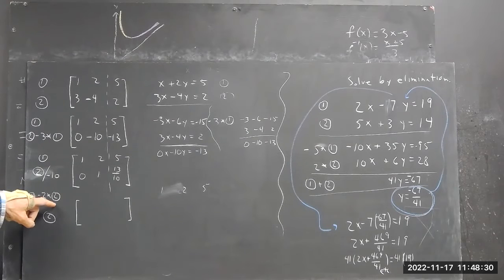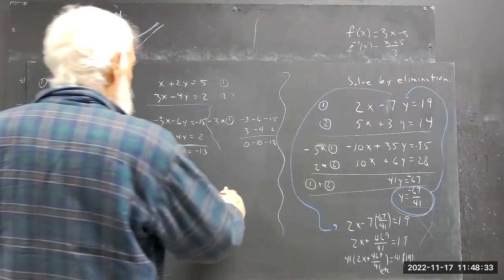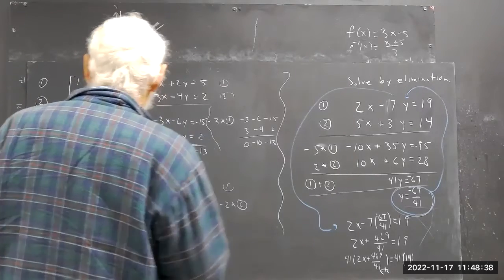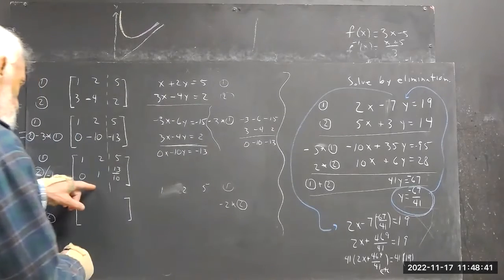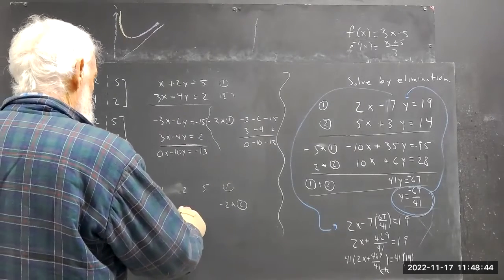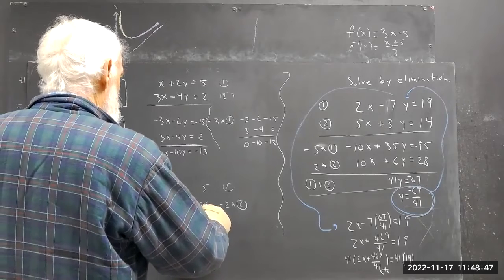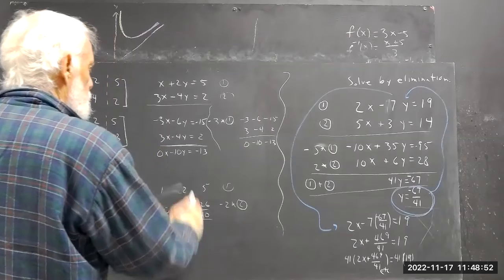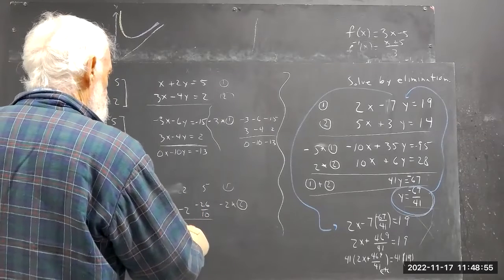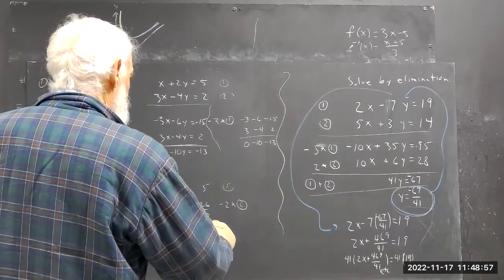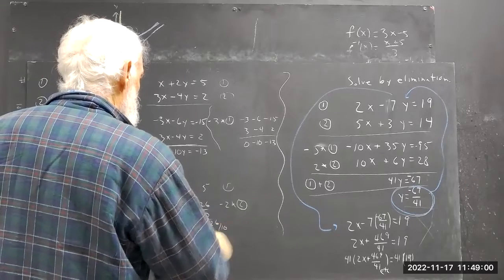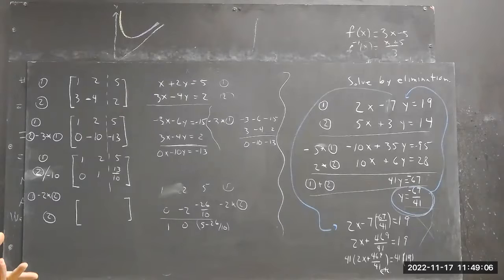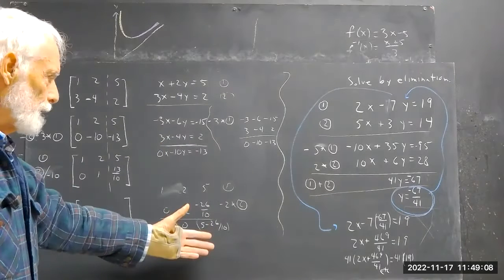If I do row 1 minus 2 times row 2, well, here's row 1. Here's minus 2 times row 2. I'm going to get 0, negative 2, negative 26 tenths. And when I add them up, I'm going to get 1, 0, 5 minus 26 tenths. That's what I get if I write them out like this.